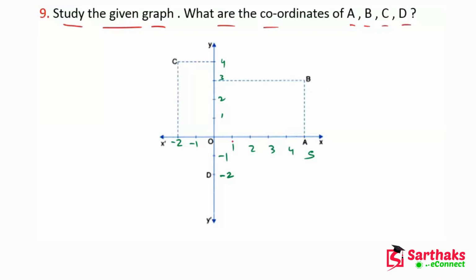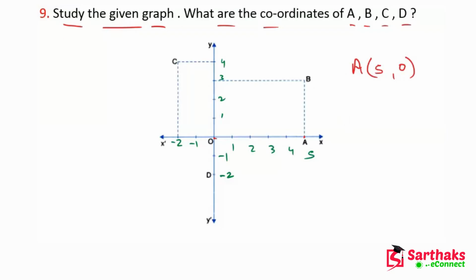Now we have to find the coordinates of A. If you see this, it is on the x-axis, and we know that on the x-axis the y coordinate is 0. Now we have to find the x coordinate. The distance from point O to A is 5, and because it is on the positive x-axis, we write positive 5. So A is 5, 0.